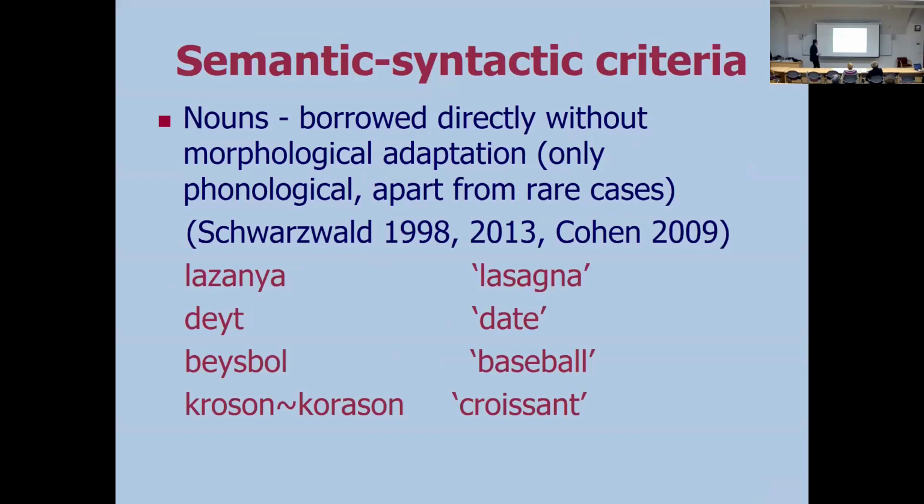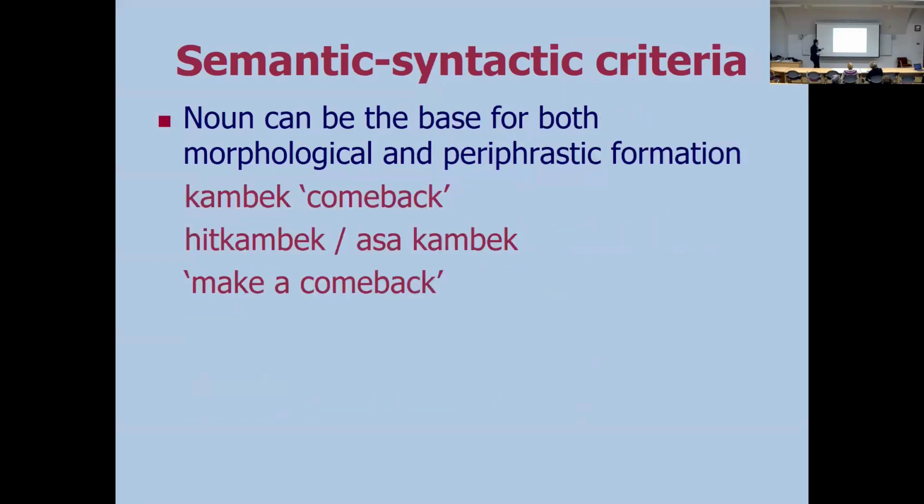Okay, so nouns, as I said, are borrowed directly without morphological adaptation, only phonological, apart from rare cases. So we have many borrowed nouns like lasagna, date, baseball. For example, here we have variation between croissant and corazon, but it's phonological. And nouns can be the base for both morphological and periphrastic formation. For example, the word comeback, so we have hit comeback, or also asa comeback, to do comeback.